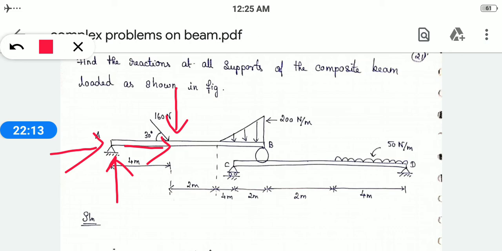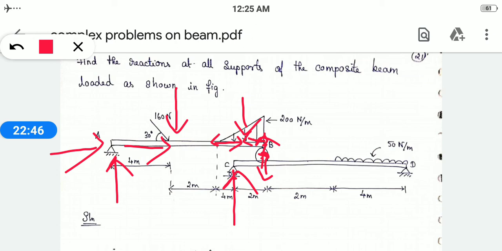This is your varying load. How can we plot this? WL divided by 2 at a distance of 2L by 3 and L by 3. Here it is a roller support, so one vertical reaction will be there. This is also one roller support. So when it is a support, the forces will go to the surface. So when you consider there, it will go like this. When you consider this beam, it will act like this.